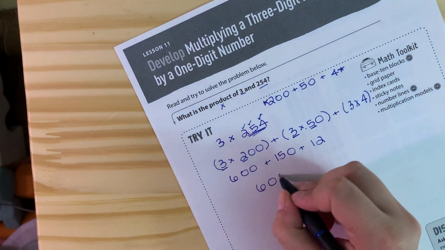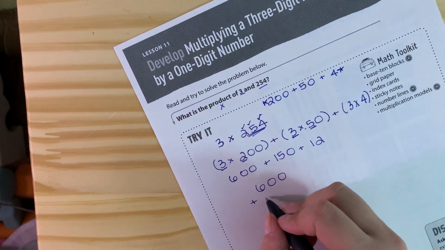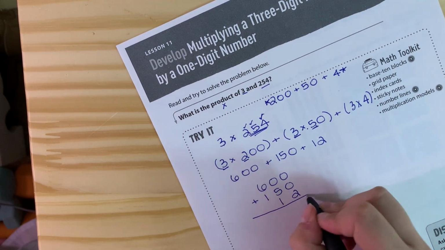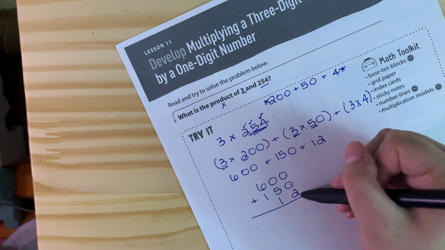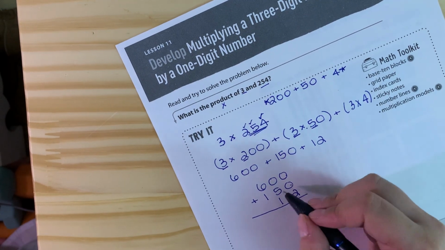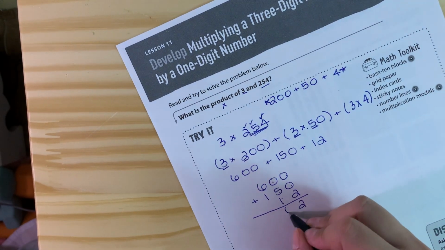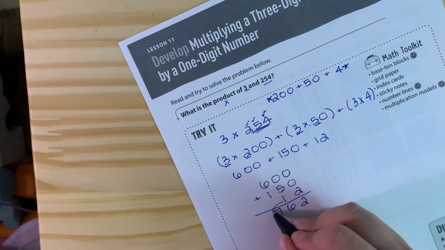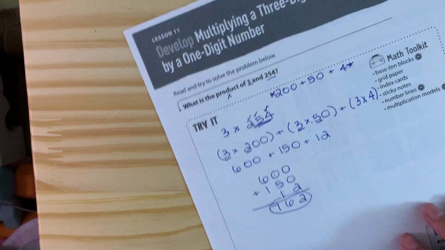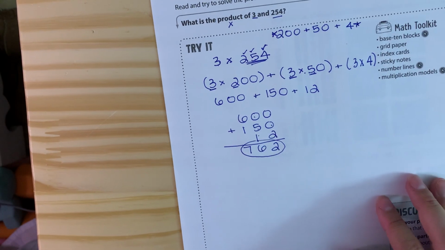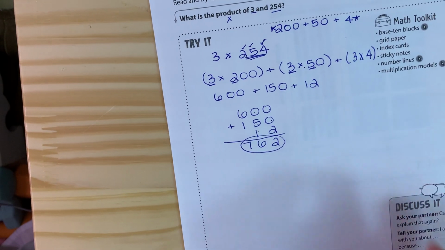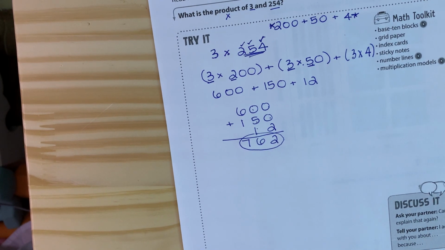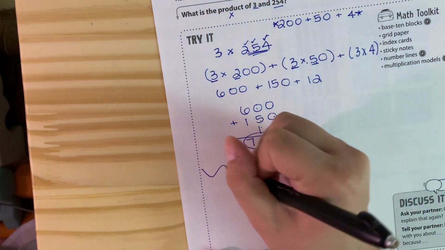So then we can take these 3 numbers, stack them on top of each other, or you can add them up like this. That's totally fine too. Whatever makes the most sense to you. And then we add them up. So 0 plus 0 plus 2 is 0. 5 plus 1 plus 0 is 6. 6 plus 1 is 7. So our answer is 762.